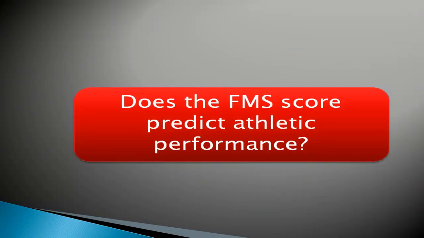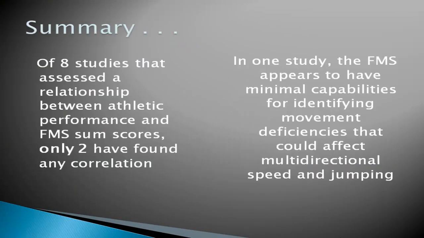Does the FMS score predict athletic performance? Of 8 studies that assessed a relationship between athletic performance and FMS sum scores, only 2 have found any correlation. In one study, the FMS appears to have minimal capabilities for identifying movement deficiencies that could affect multidirectional speed and jumping. Others require at least one other sport-specific evaluation in combination with the FMS for it to be of any value.